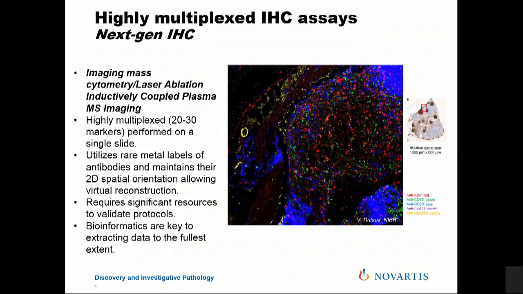And this utilizes rare metals to conjugate to the antibodies. The pool of antibodies can be incubated in with the tissues. And then 2D spatial orientation is maintained, and one can get a virtual reconstruction of the orientation of those labels. This sort of technology requires significant resources to validate the protocols, and bioinformatics are critical in extracting the fullest amount of data. So it's not, at this stage, ready for routine use, but when one is interested in looking particularly at immune cell subsets where a number of markers must be used to identify the cells, for example, Treg cells in tissues, these particular platforms have a lot of utility.